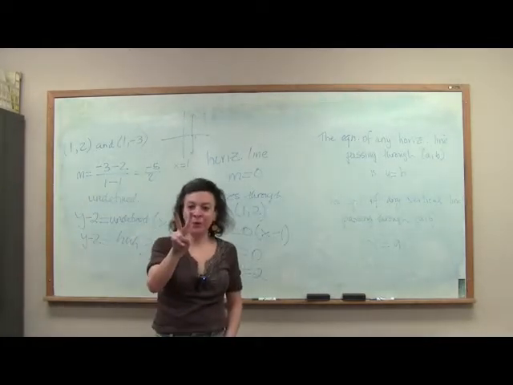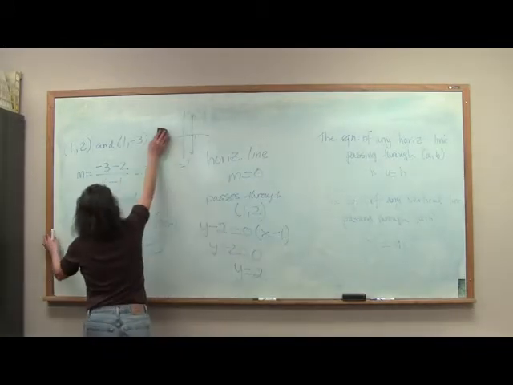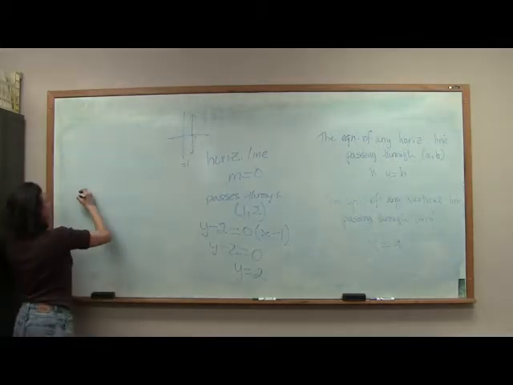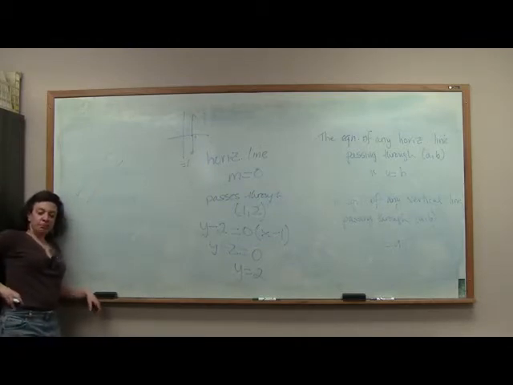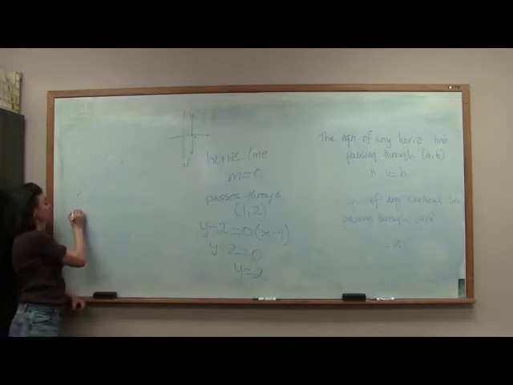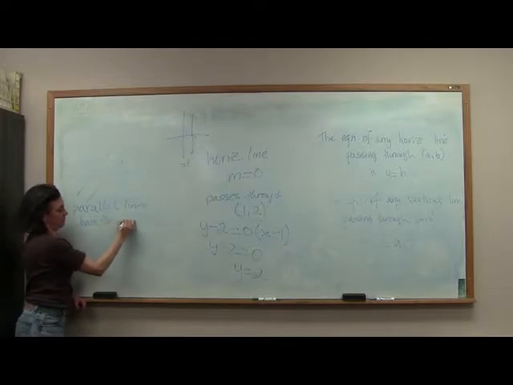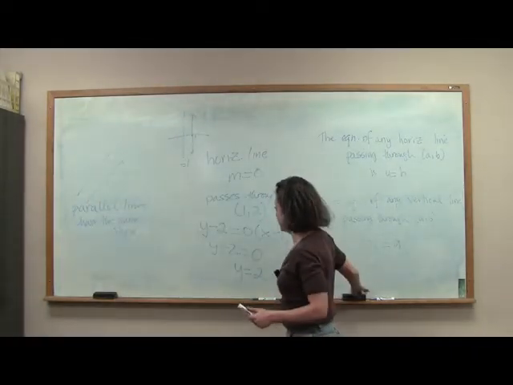Okay, 2 more ideas. These lines are parallel. They occur in different places in space, but parallel lines have the same slope. So if you know the slope of a line, you know the slope of every single line that's parallel to it.